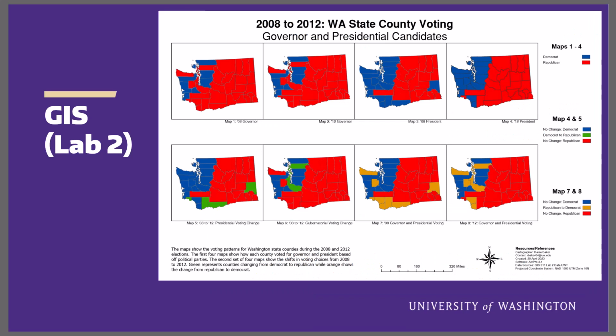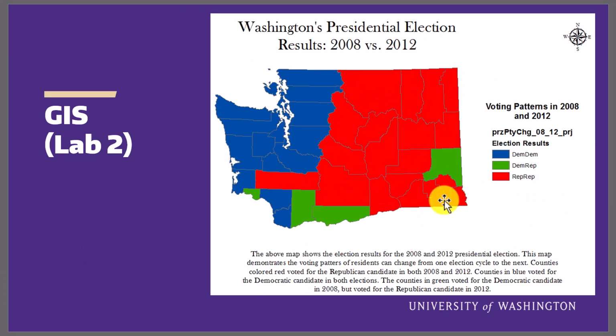Here's a little bit different version of Lab 2 for GIS 311. It's a little bit more detailed. It has all of the maps that you'll be creating in your Lab 2. This one back here was just one map that the student created a poster with.